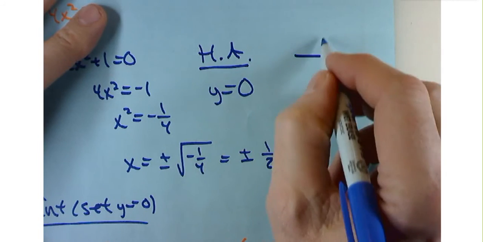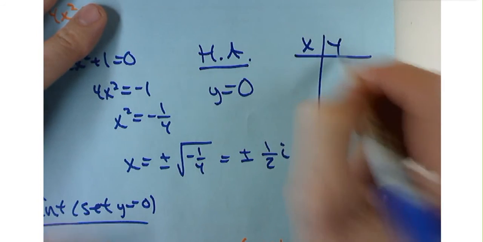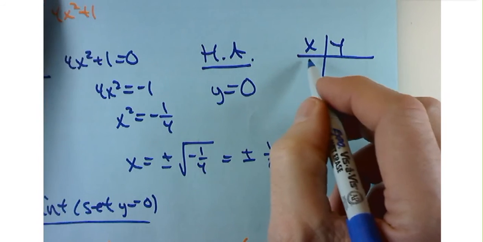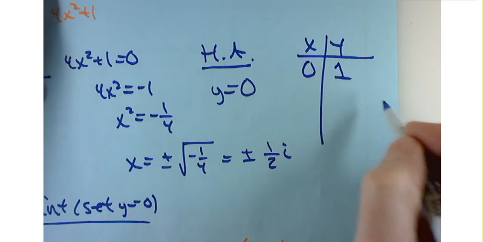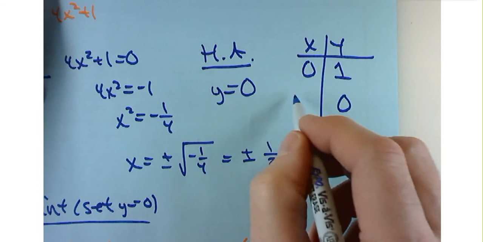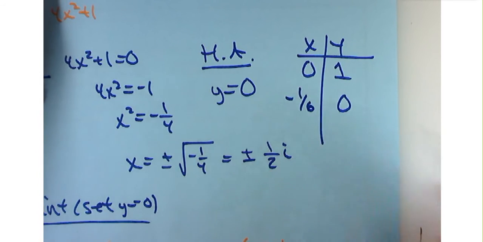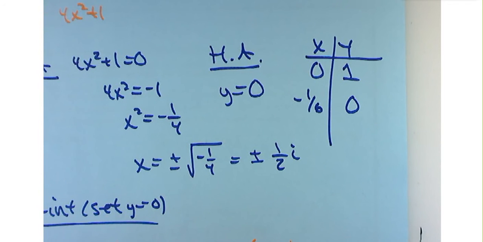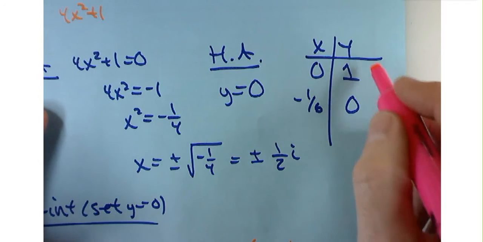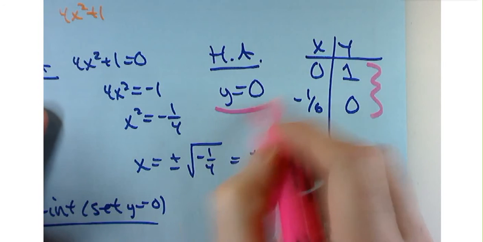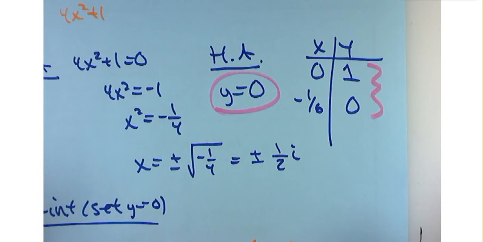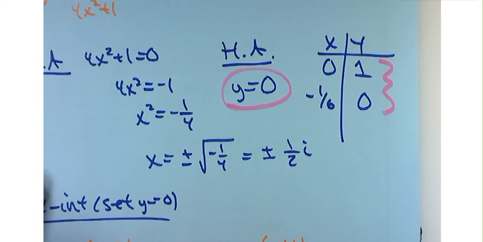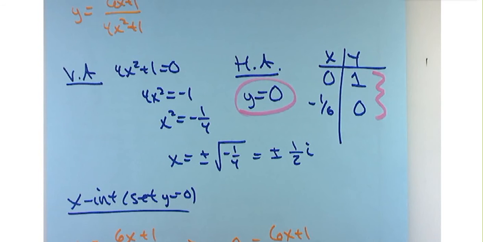So if you're going to make a little t-table and keep track of a few things, we've got that when x is 0, y is 1. We've got that when y is 0, x is negative 1/6. So a little bit tight there on our graph. Let's see if we can't match this stuff and this. See if that all lines up with our notions as we graph this.